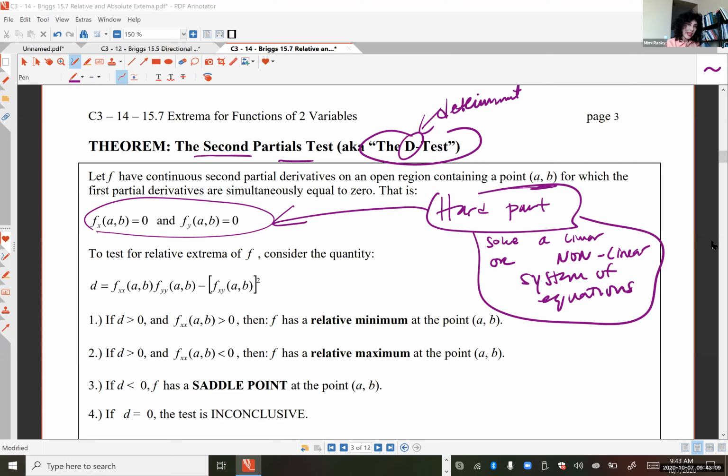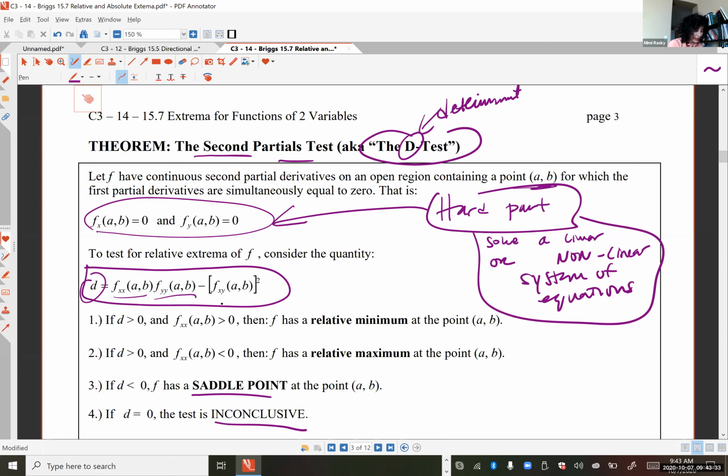So after you get your critical points, and there may be more than one, to test to see if it's a max or a min or a saddle point, or it could be inconclusive, you have to do some tests. You first have to form this quantity, and it's called the D quantity. That's why they call it the D test. And so it's fxx, these are second partials, people, multiplied by fyy minus fxy squared.